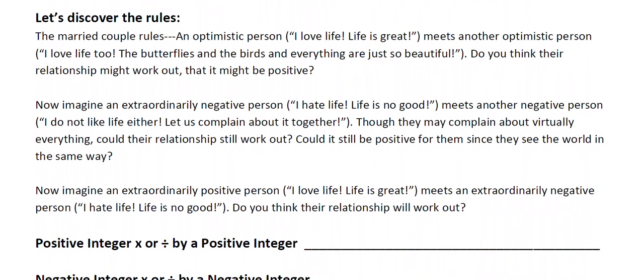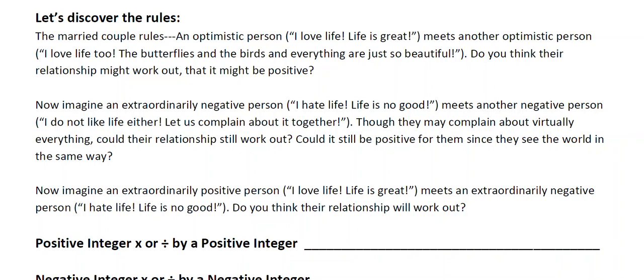So a married couple, and these are all examples of different married couples. An optimistic person: I love life. Life is great. Life is grand. Meets another very optimistic person: I love life too. The butterflies and the birds are everything, and everything's just so beautiful. Do you think their relationship might work out? Could it be a very positive relationship? Probably, because they're both going to be happy and excited about life together.